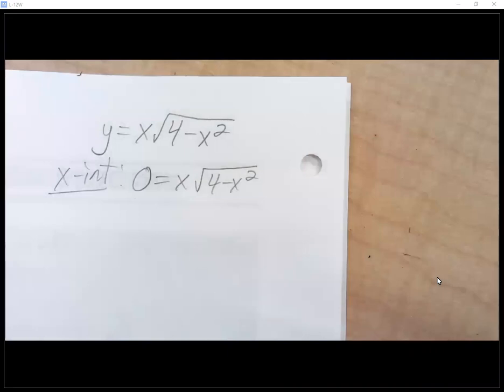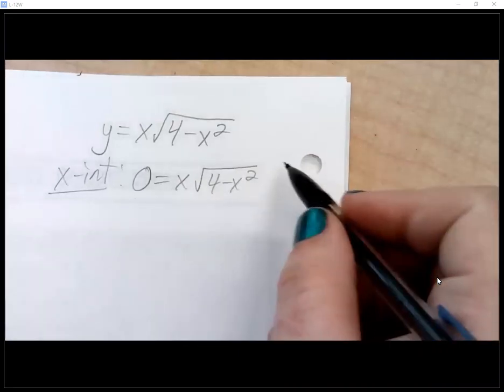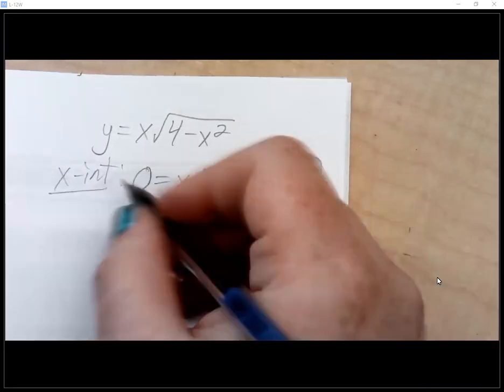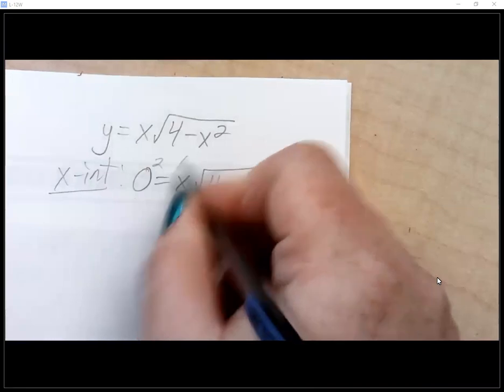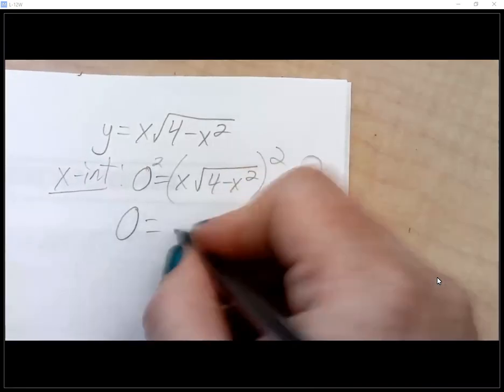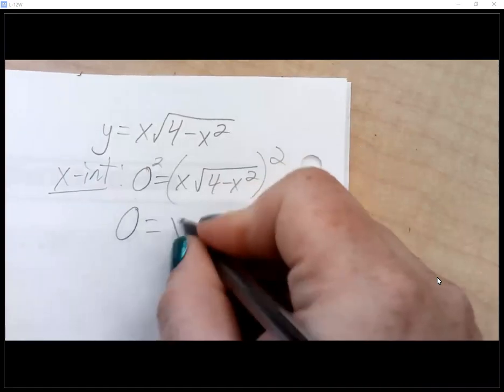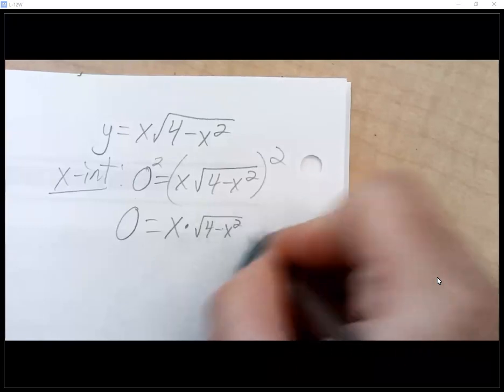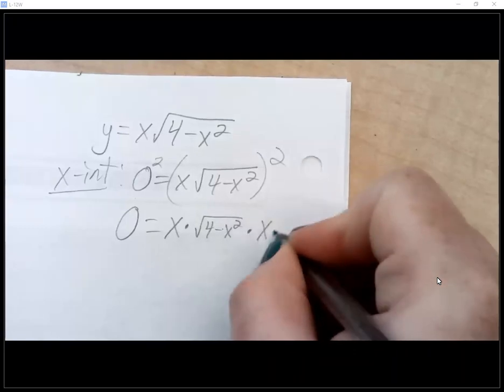You can't do that. So what I can do, I do have a radical here. I'd love to get rid of it. I can square both sides and it's not going to be that bad. So if I square this whole side and I square this whole side, right? So that's just 0. Now, remember what's going on this side. If I square that, I'm doing X times the root of 4 minus X squared times another X times another root, 4 minus X squared.